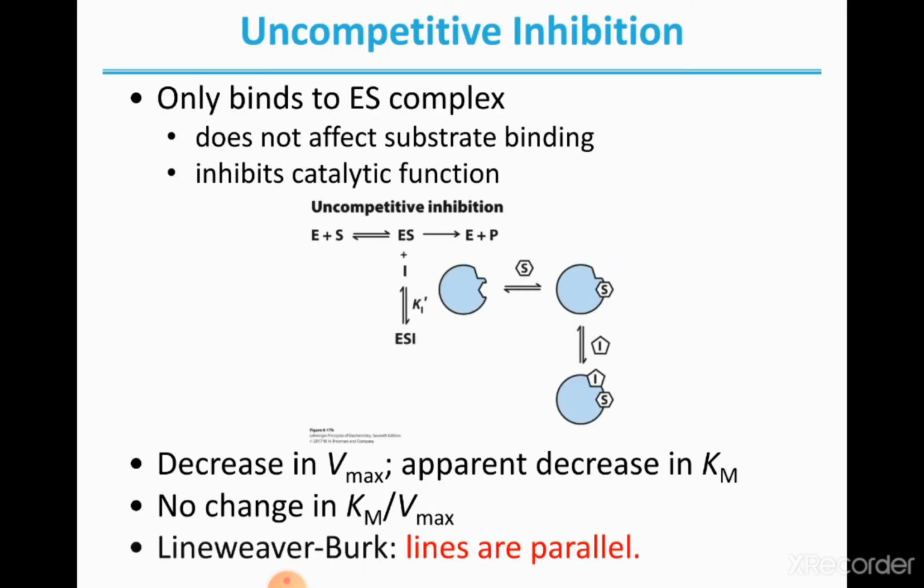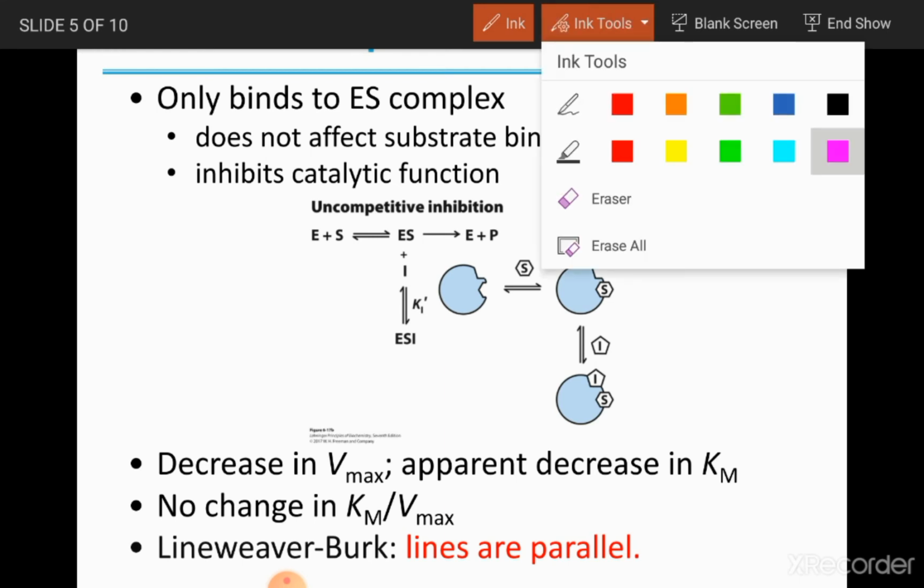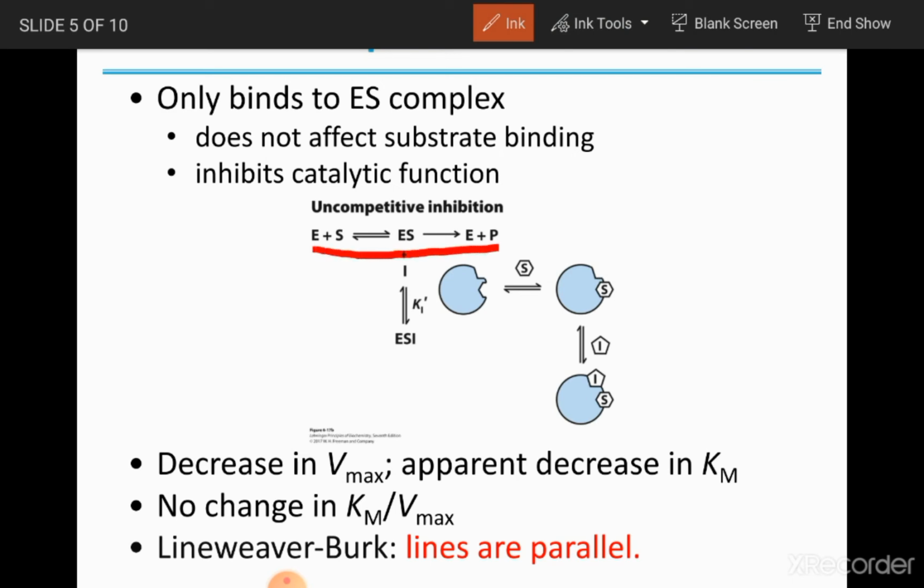Now uncompetitive inhibition: here the inhibitor binds only to the enzyme substrate complex. In the previous case there was a competition between the substrate and the inhibitor to bind to the active site. Here it does not affect substrate binding, but inhibits the catalytic function. Now let us see this. Let me annotate this, let me take red. This is a typical enzyme substrate catalyzed reaction where, in the absence of an inhibitor, a substrate molecule binds with the enzyme, forms an ES complex, and converts it into E plus P.